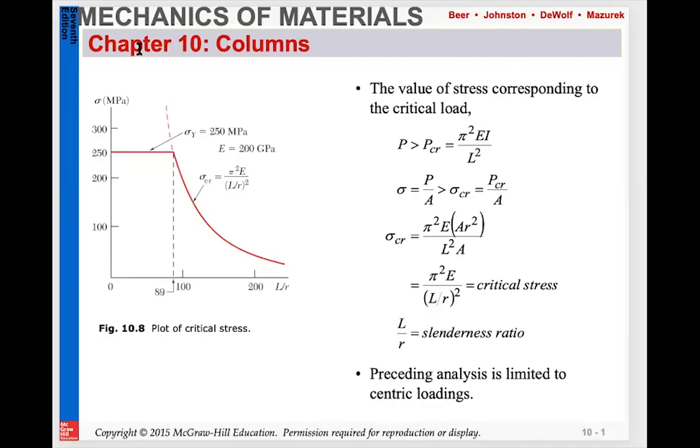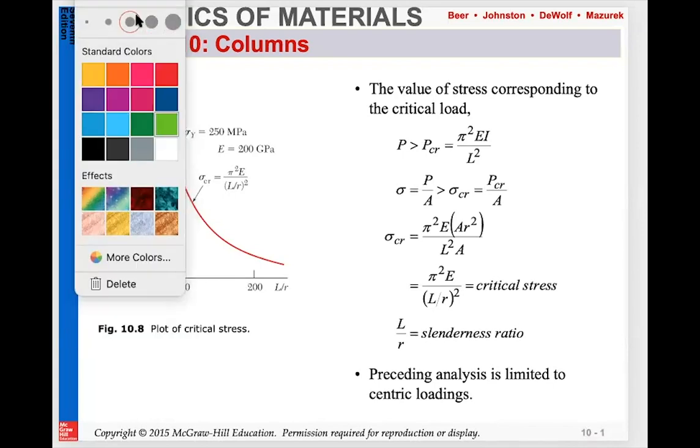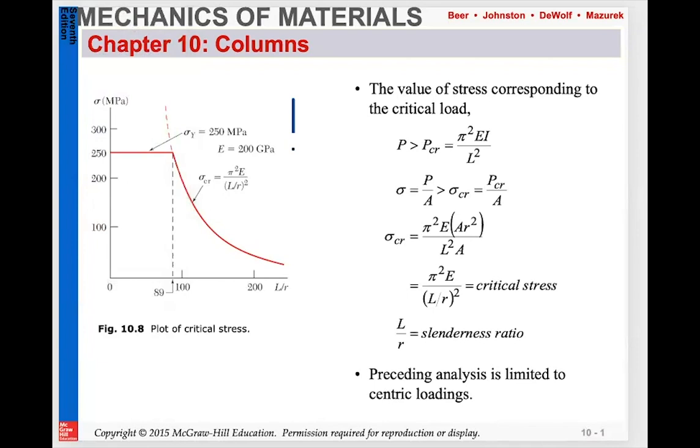So today I'm going to discuss chapter 10, and after chapter 10, I'll discuss anything else you want, any other questions. Basically, chapter 10 was about columns or compression members. So for columns, we have obviously a column that has some sort of load. In your particular class, we're only looking at centric loads, so along the centroid.